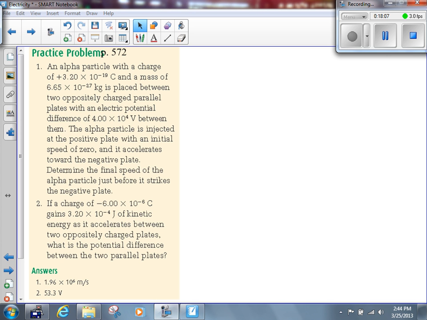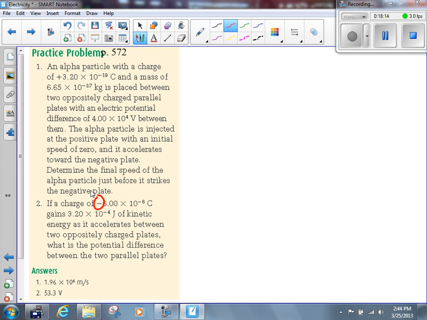Take a look at number 2 here, everyone. It says if a charge of negative 6.0 times 10 to the minus 6 coulombs gains this much kinetic energy as it accelerates between 2 oppositely charged plates, what is the potential difference between the 2 parallel plates? Hey, if this charge of negative 6 times 10 to the minus 6 coulombs is accelerating, is speeding up, that's like a car doing what? Up the hill, down the hill? Down the hill, good. If it's a car going down the hill, then we're going to say, of course, EI is equal to EF.